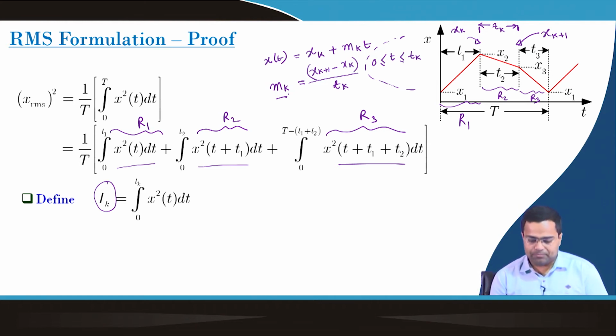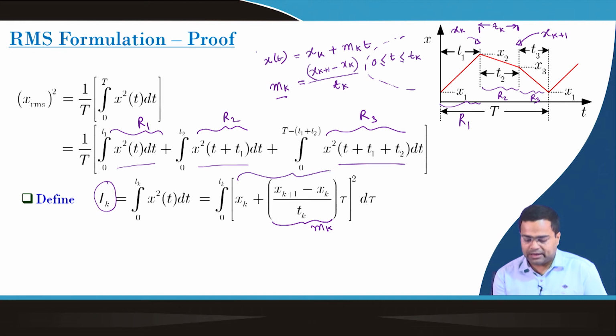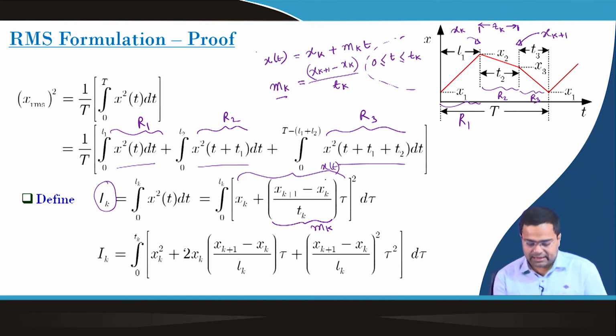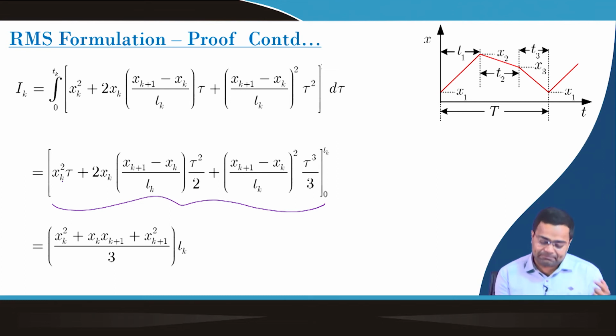So it does not matter whether it is positive, negative or 0, but it should be constant. Now if you take this slope and this x_{k+1}, this corresponds to my m_k that we have represented. So you can write, and this corresponds to my x(t) during the interval 0 to t_k. Then we write the full expression of this square term, because there is a square term here, and then we integrate. After computing the integration and simplification, we get this final expression.